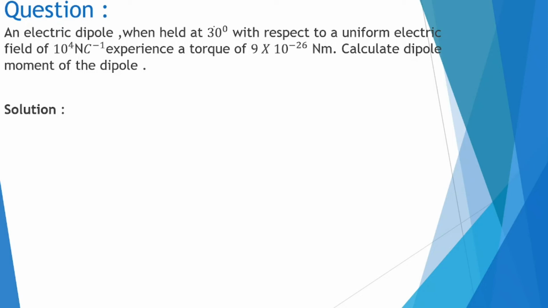So let's solve this problem. Our theta is 30 degree. The electric field E is given as 10 raised to 4 Newton per Coulomb, and our torque tau is given as 9 into 10 raised to minus 26 Newton meter.